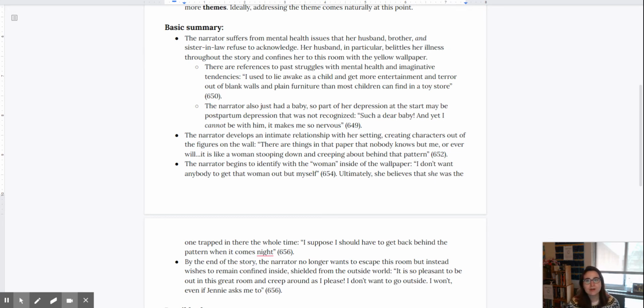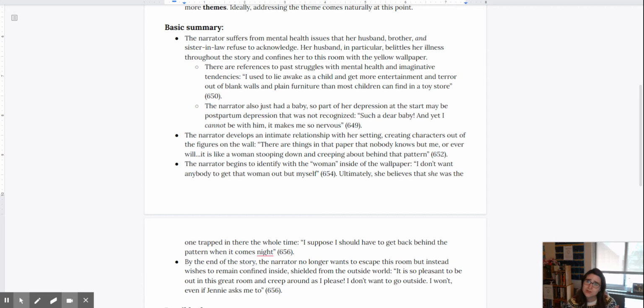Throughout the story, the narrator develops this intimate relationship with the setting around her, particularly the wallpaper, and she has a little bit of a relationship with the bed and the other objects in the room. She creates characters out of the figures on the wall because she has no one to interact with.